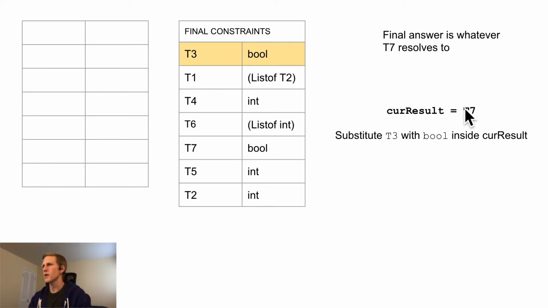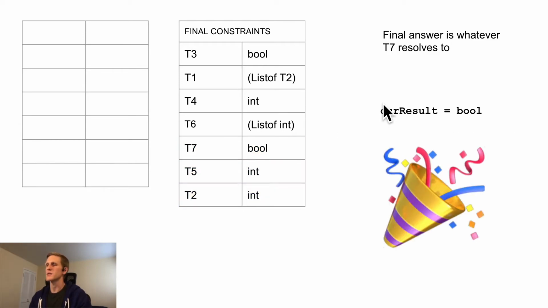We say our current result is T7. So we're going to substitute T3 with Boolean inside current result. Well, T3 doesn't actually appear in here, so there's nothing to do. T1 doesn't appear inside current result, so there's nothing to do. And we just keep going. T7, we substitute T7 with Boolean inside current result. Current result is now Boolean. And then T5, there's actually nothing to do. T2, there's nothing to do.